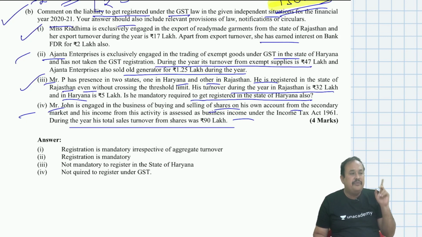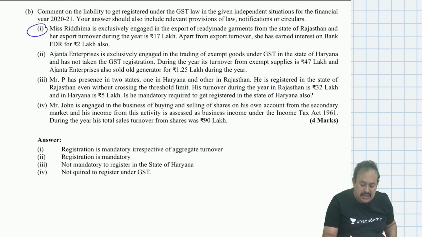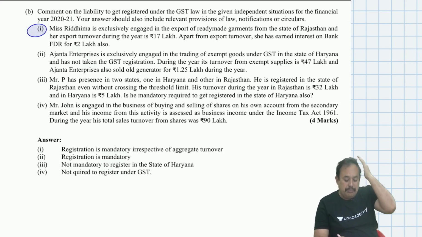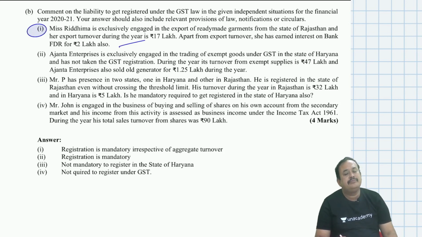Dear friends, first case, Miss Ridhima. First case, Miss Ridhima is exclusively engaged in the export of ready-made garments. When you talk about export, it is an interstate supply, that too of goods. As per Section 24, clause 1, registration is mandated. Registration mandatory. Because it is interstate supply. See, first point, registration is mandatory irrespective of the aggregate turnover.